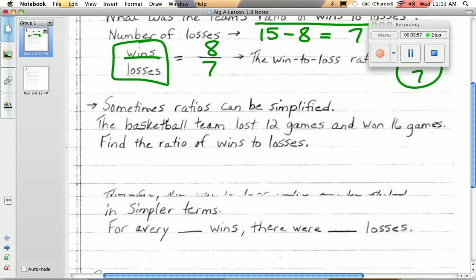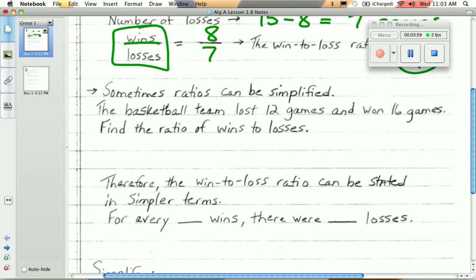Okay, well, sometimes ratios can be simplified, which we discovered today in the exploration. So let's do this one and then see if we can simplify it. The basketball team lost 12 games, I'm sorry, lost 12 games and won 16 games. Find the ratio of wins to losses. So again, we can't just say, okay, there's 2 numbers in the problem, just haphazardly set up a ratio. We need wins to losses.